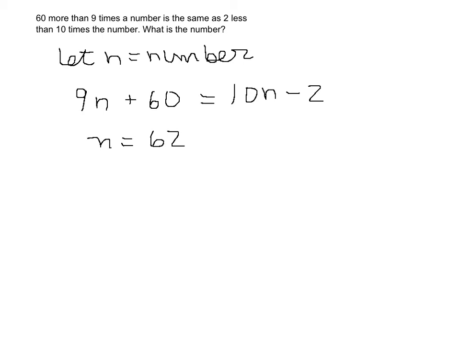And so finally my answer is, always answer in a sentence, the number is 62. Notice here, I'm not going through the steps to solve that equation. At this point, we've done a bunch of those problems, and you should know how to solve them. But if you do solve it on the side and you get something other than 62, either you've made a mistake or I've made a mistake.